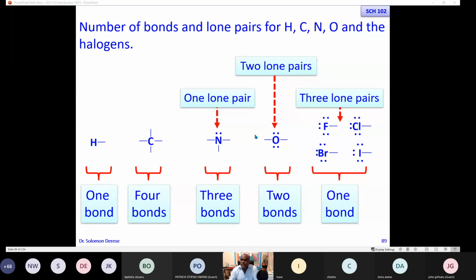If you take ammonia, how many bonds do you see the nitrogen forming? How many bonds does the nitrogen have in ammonia? 3 bonds. The nitrogen forms 3 bonds with hydrogen. Then each of these bonds is a result of how many electrons?